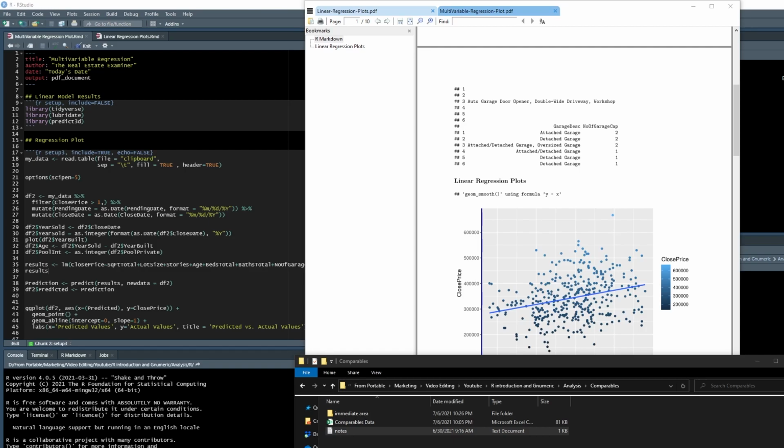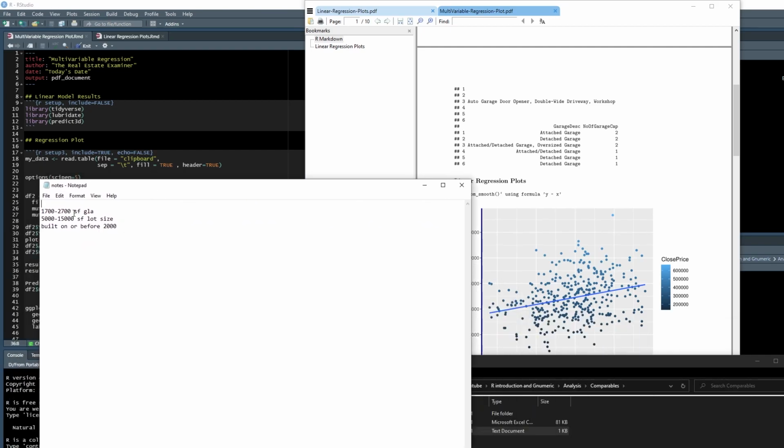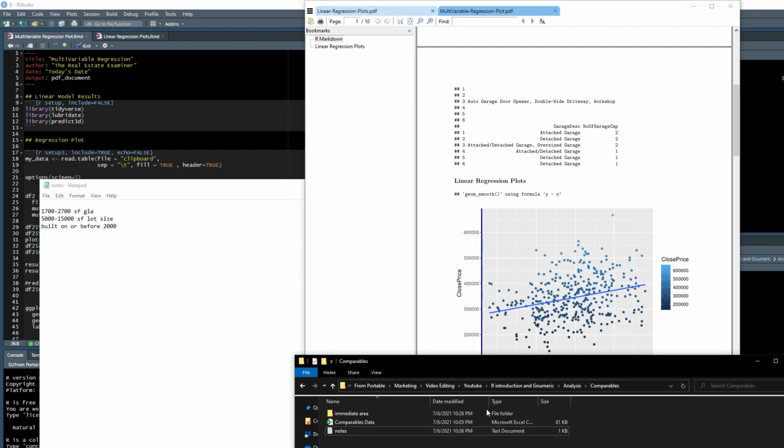Refine our information. And what I have done is I have used 1700 to 2700 square foot gross living area, 5000 to 15000 square foot in lot size. And the property has been built on or before the year 2000. So you remember that before we had that. I can actually just show you.